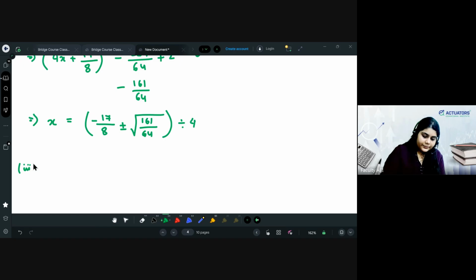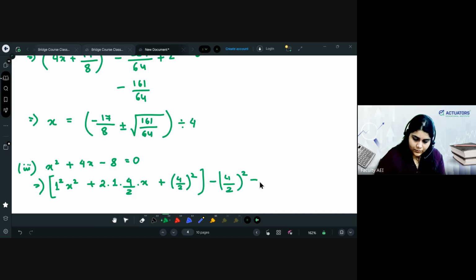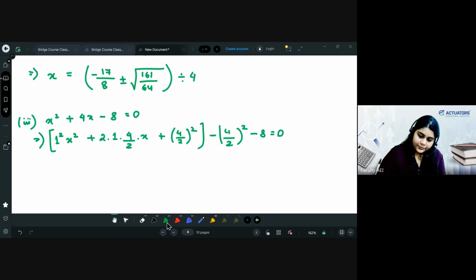थर्ड वन क्या था? थर्ड क्वेश्चन बोलने का. x square plus, p square कितना है? 2 into p into 4 by 2, minus, sorry, plus 4 by 2 square. इसको हम लोग 2 लिख सकते हैं. Minus 4 minus 8 is 12.